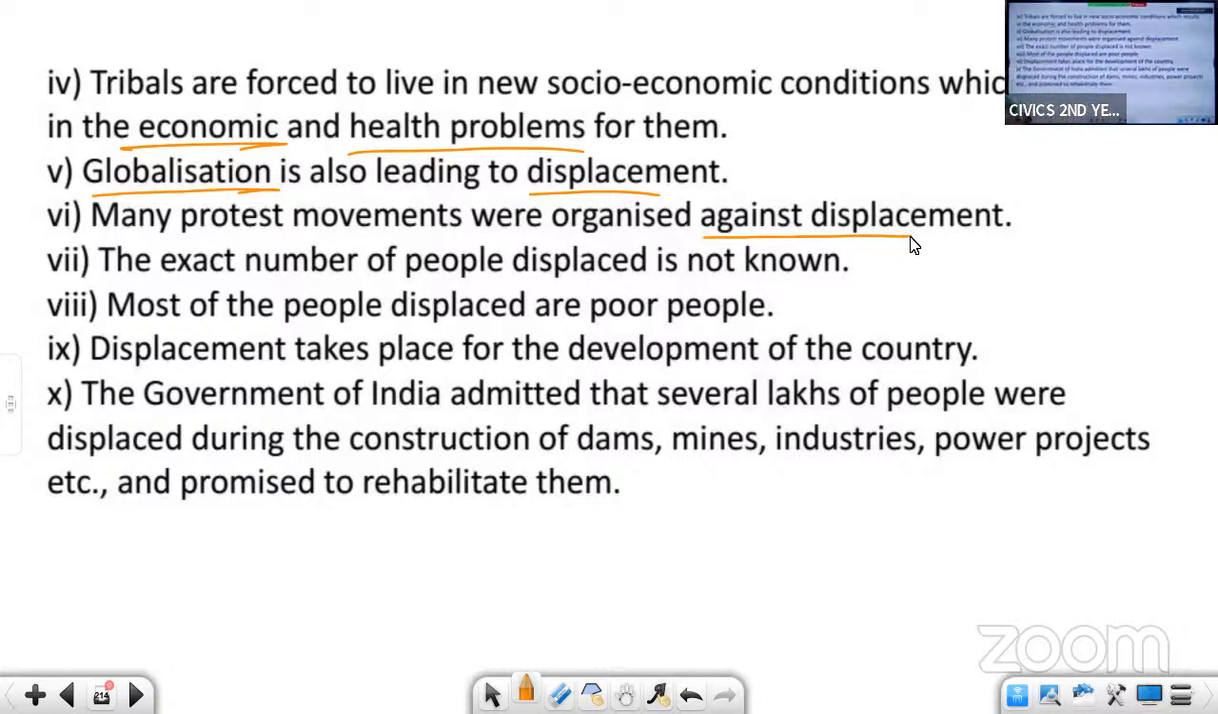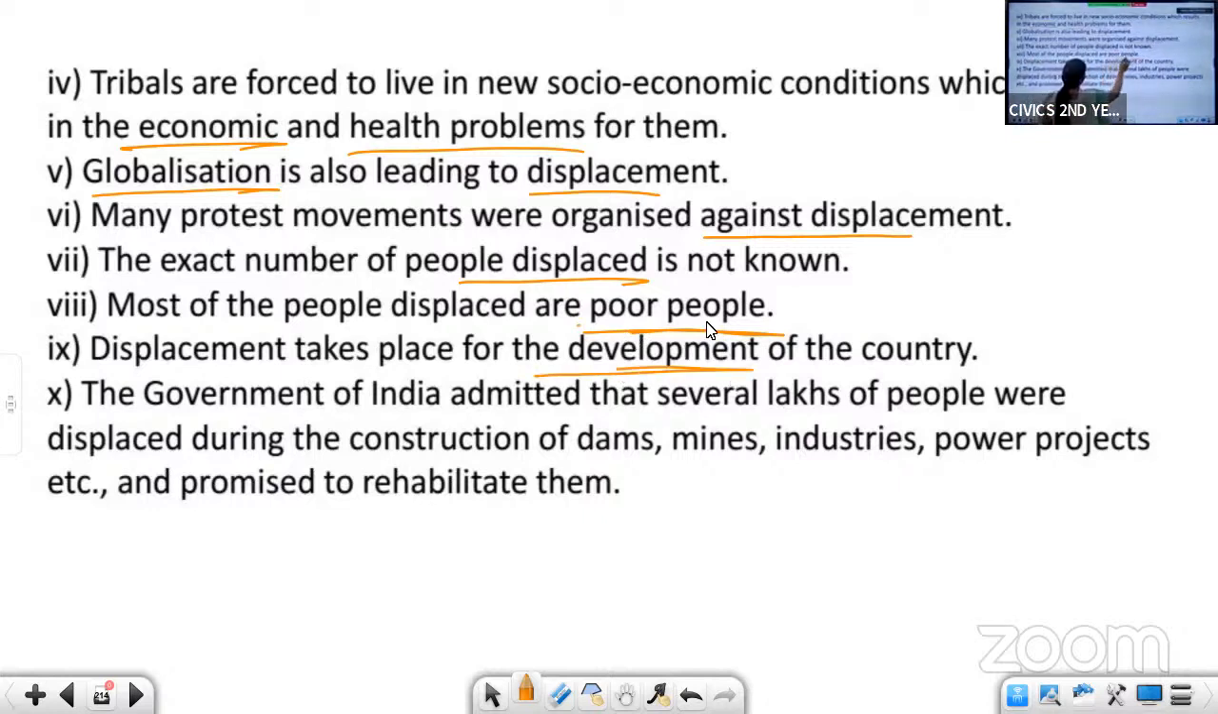We don't know exactly how many people get displaced every year. There is no fixed number. We don't know the exact number of people getting displaced every year. Most of the people displaced are poor people. It is the poor people who are facing the displacement. Okay, so displacement takes place for the development of the country. No doubt, we are displacing the people in the name of development.